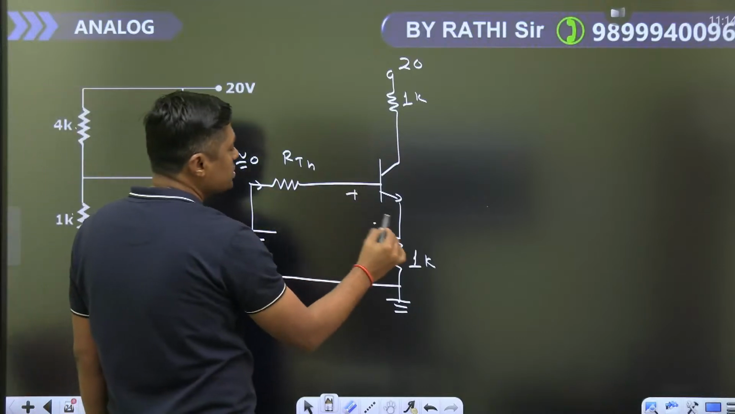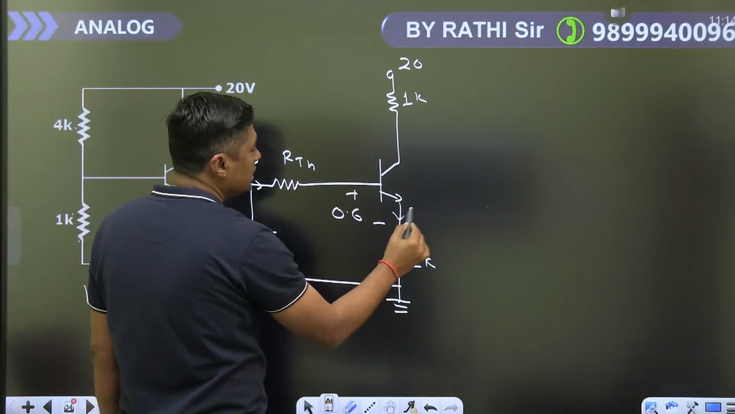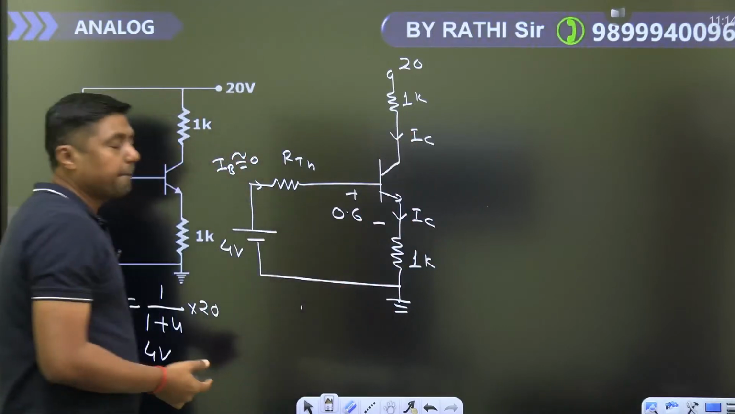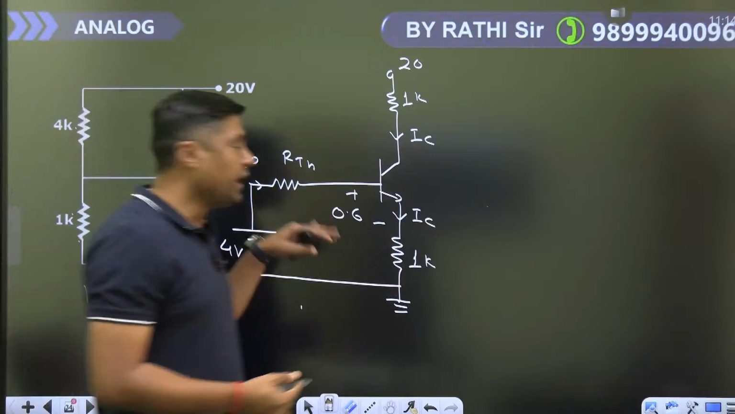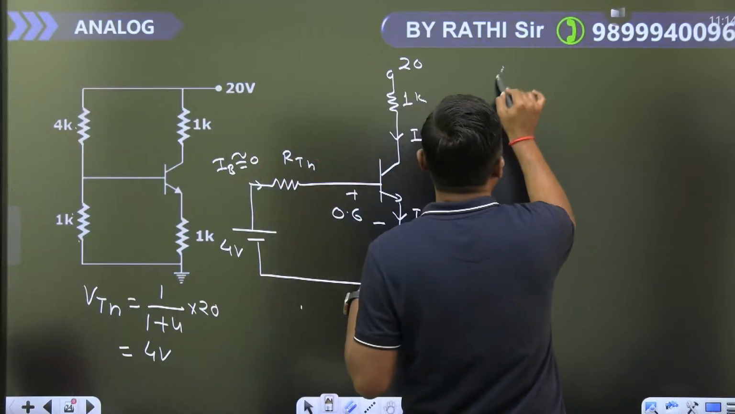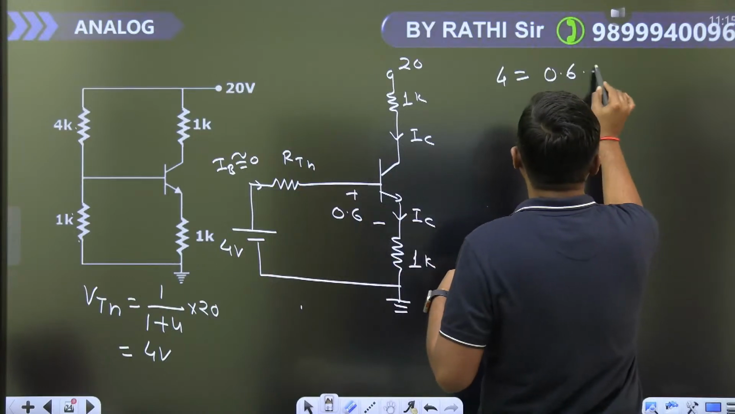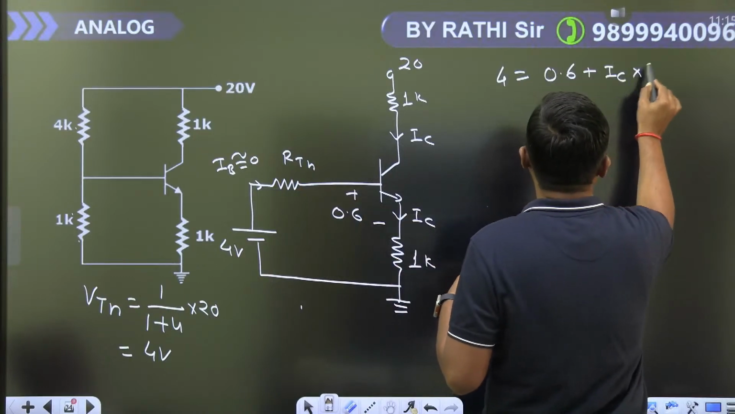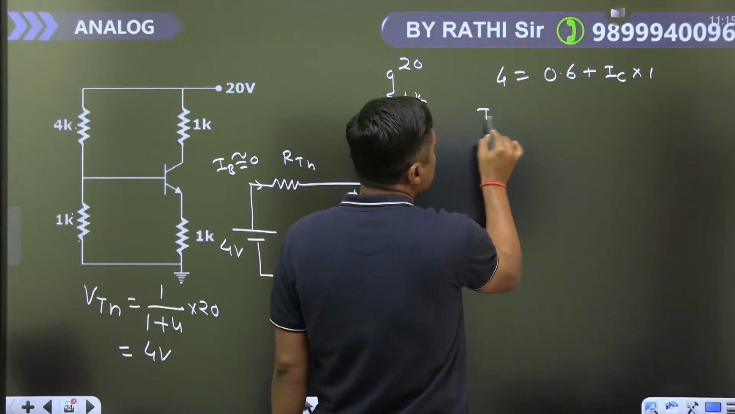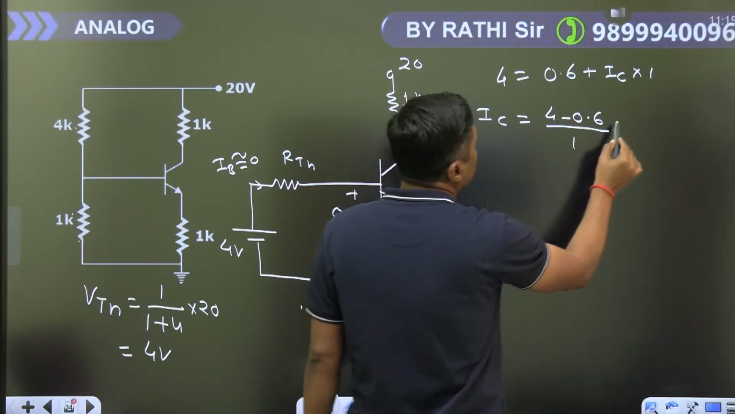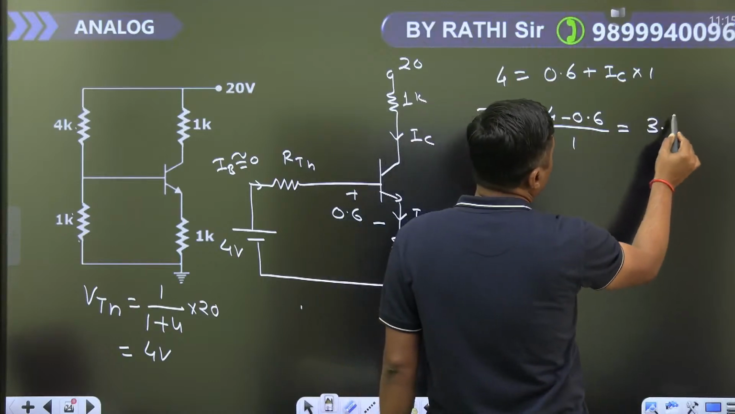What is this voltage? 0.6 volt. This is IC. Because we are neglecting IB, in one step you can write KVL. 4 is equal to, because base current is 0, 0.6 plus IC into 1. What is IC equal to? 4 minus 0.6 upon 1. That will become 3.4 milliampere.